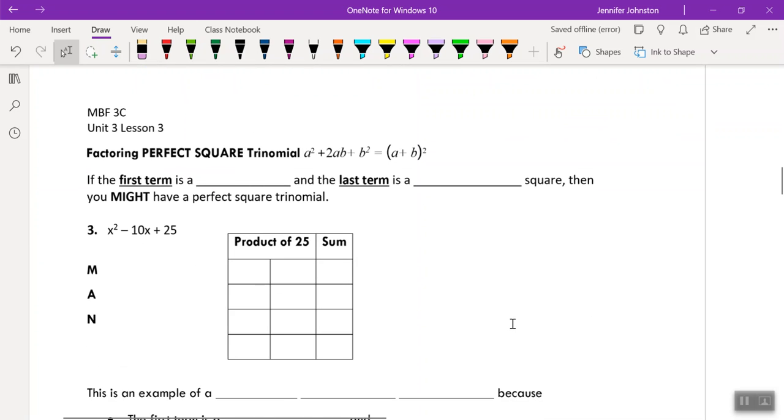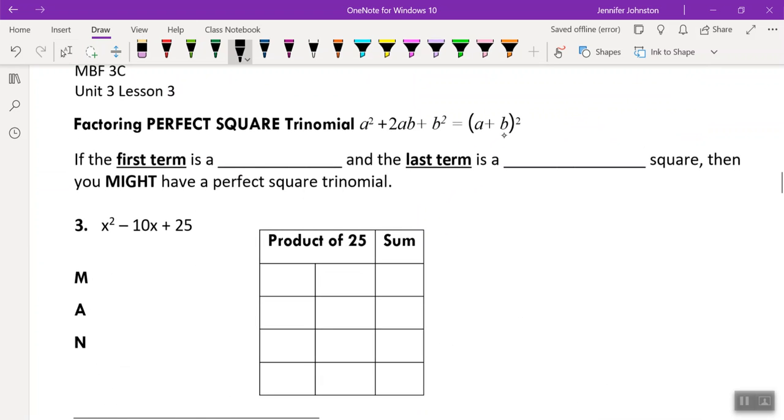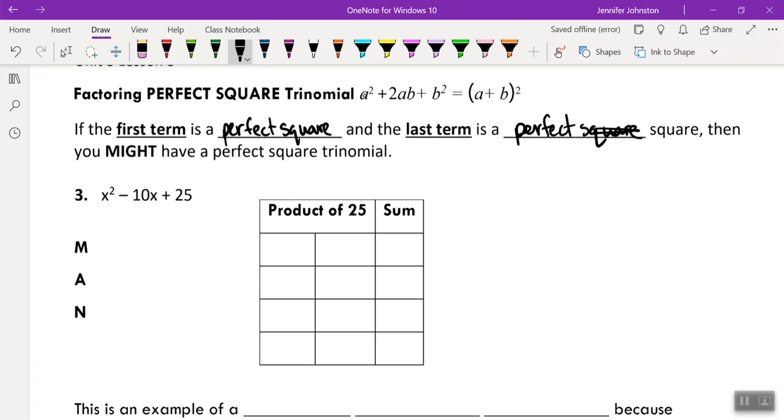All right, perfect square trinomial we have here. If the first term is a perfect square and the last term is also a perfect square, and they have squares already there for you, then you might have a perfect square trinomial. That means if your first number is like a 4 and your last number is a 16, like 4 is 2 times 2 and 16 is 4 times 4.